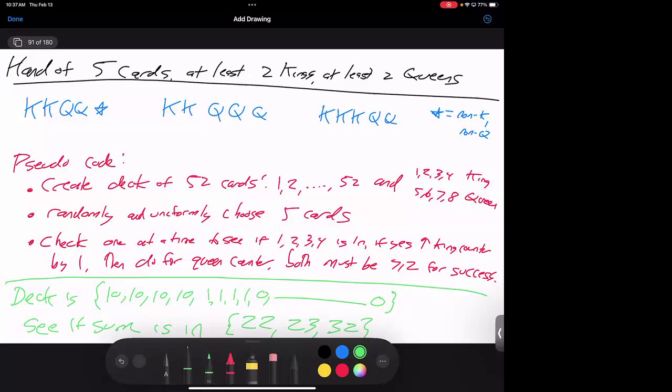And what it's basically saying is, I don't care about non-kings and non-queens. I only care about kings and queens. I'm going to make the kings 10. I'm going to make the queens 1. And now the only way I can get a number like 22, 23, or 32 is if I have at least 2 kings and at least 2 queens. And so this becomes a really nice way of attacking and coding a problem like this. So I strongly urge you to write both codes.